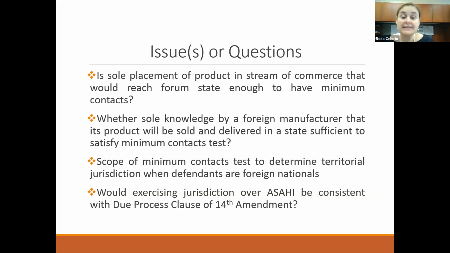The other question is the scope of that test, right? How far can you go with that test to determine that there is territorial jurisdiction when defendants are foreign nationals? And lastly, as Judge Barr indicated, one big question in this case is, would exercising jurisdiction over Asahi, a foreign defendant, be consistent with the due process clause of the 14th Amendment, which is a constitutional issue as well? Okay, so there's a number of legal issues and questions in this case, and it is a good idea to include those when you do your case briefs.